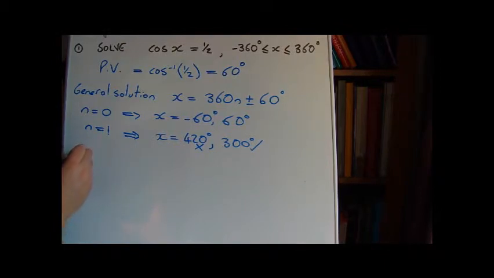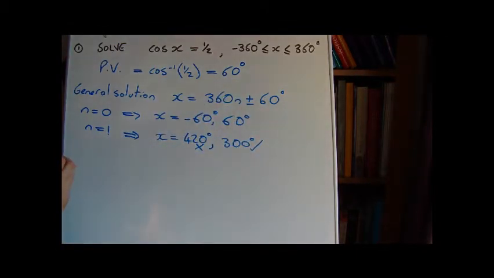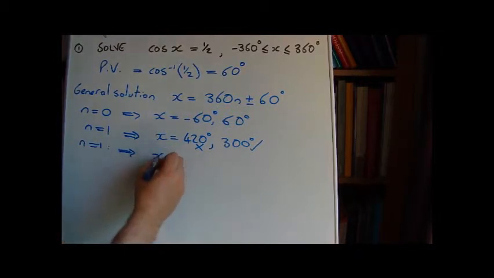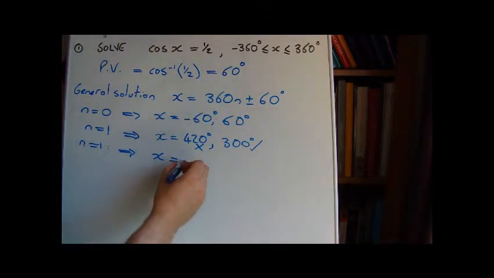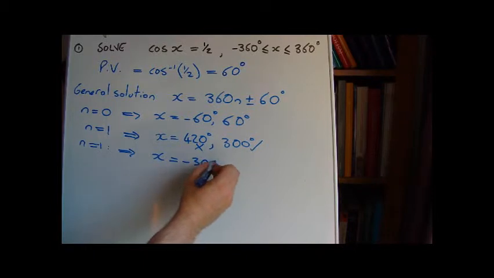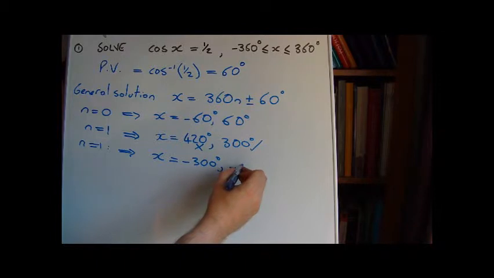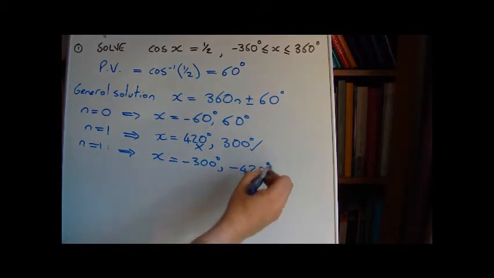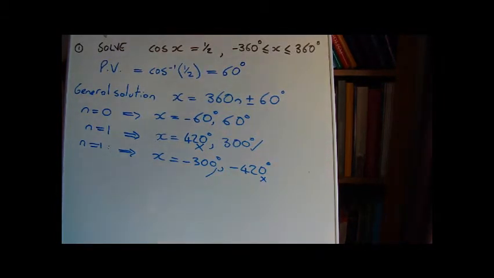If we do n is 2, we're going to get values of 720 plus or minus 60. They're going to be too big. So let's look at negative numbers now. With n is minus 1, we will get x is equal to minus 360 plus 60. So that's minus 300 degrees, or minus 360 minus 60, that's minus 420 degrees. That one is okay, that one is not. With n is minus 2, we will not find any further values in the interval.